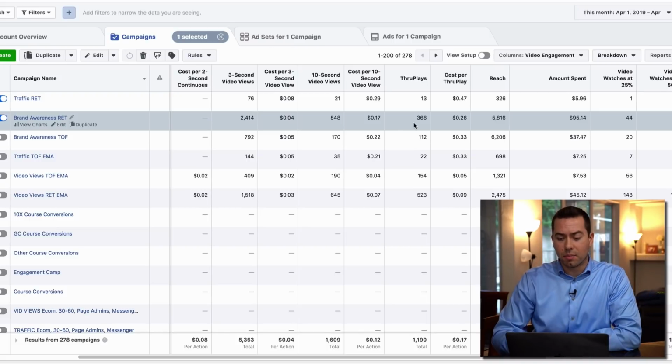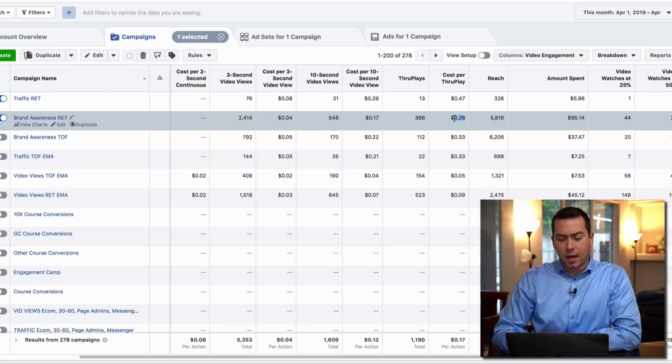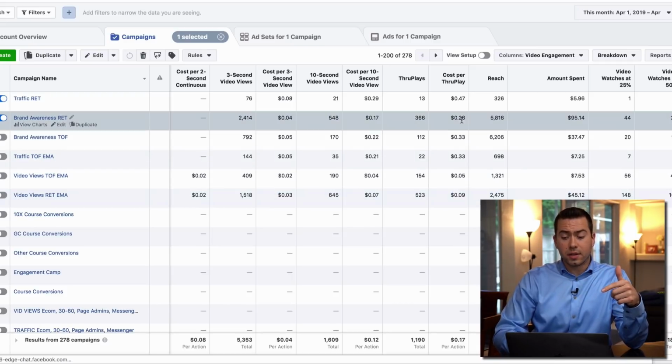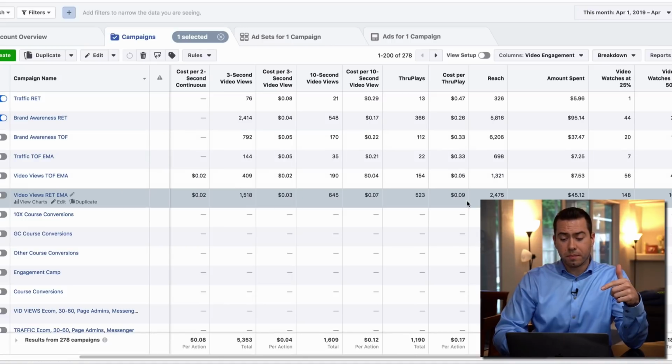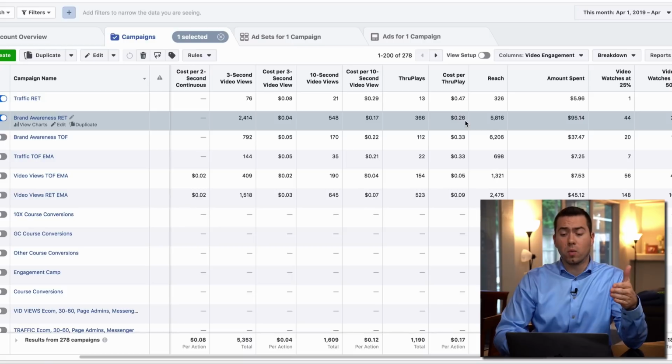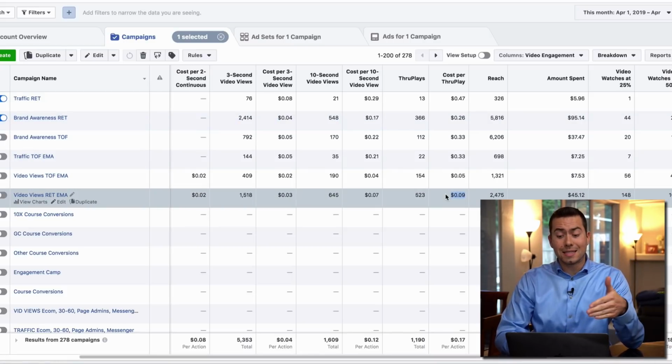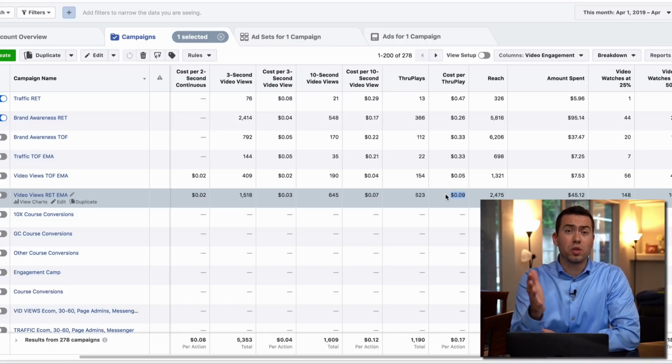So anyway, 26 cents cost per through play, even comparing that to a video views campaign, right? So these are definitely two comparable campaigns right here: video views retargeting versus video views brand awareness. You see 26 cents cost per 15-second view versus 9 cents cost per 15-second view. Now, obviously, the video views campaign objective is to show it to people that watch a lot of videos, so that's going to play a role in this.